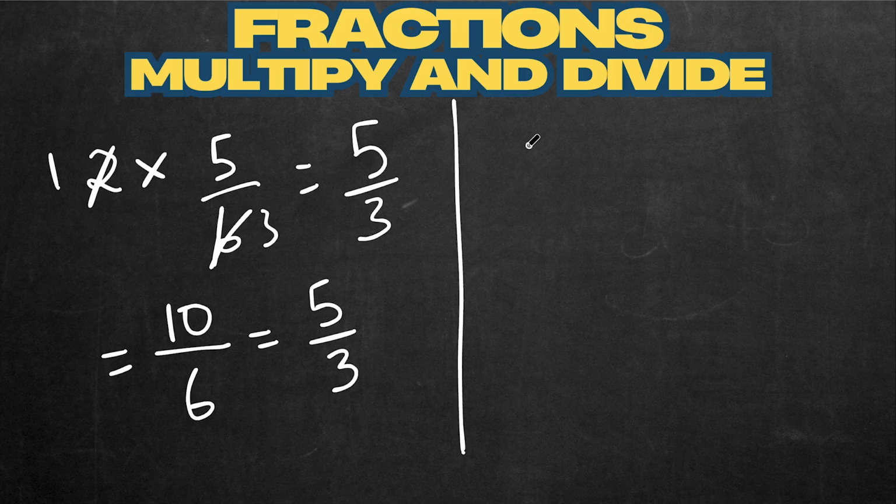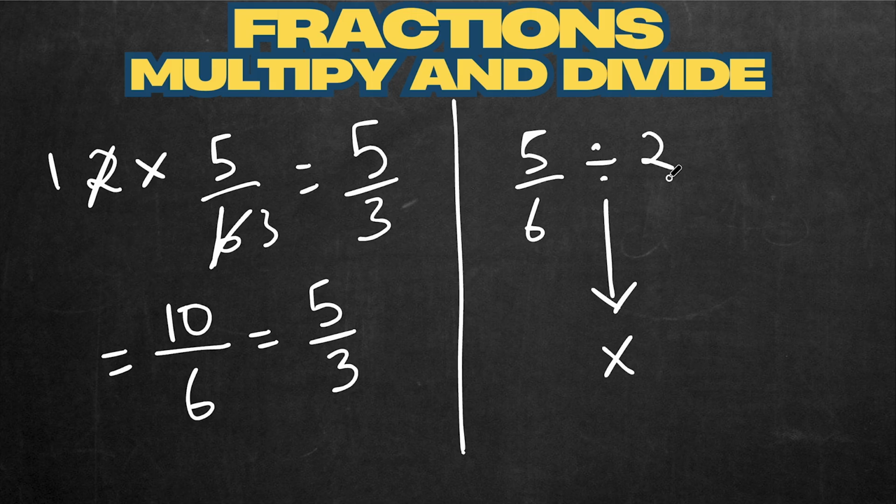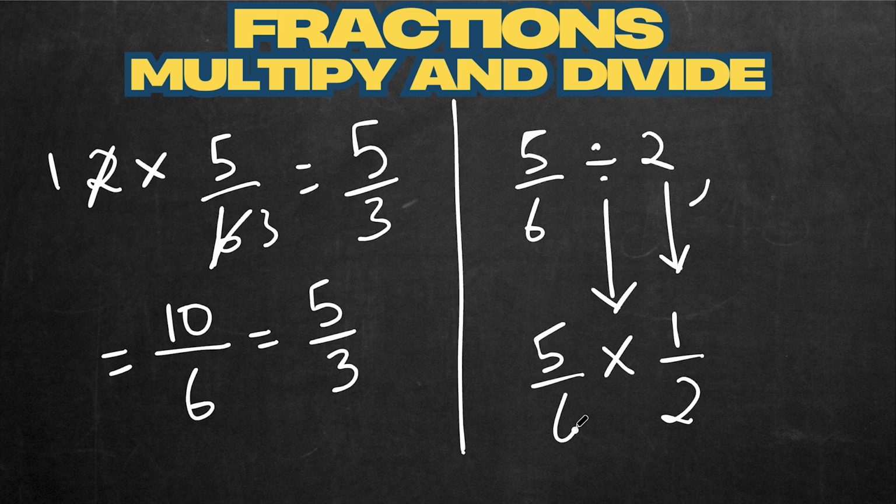Okay, and similarly you will also have divides. So for example, let's do it the other way. 5 over 6 divided by 2. Now if you remember, we changed this sign to multiply. We flip this fraction, so it becomes 1 over 2 because the 2 goes to the bottom and there is nothing, so I put 1 there, and then 5 over 6, and then I just multiply them, right? So it becomes 5 over 12. That's it. That's how you deal with multiply and divide.